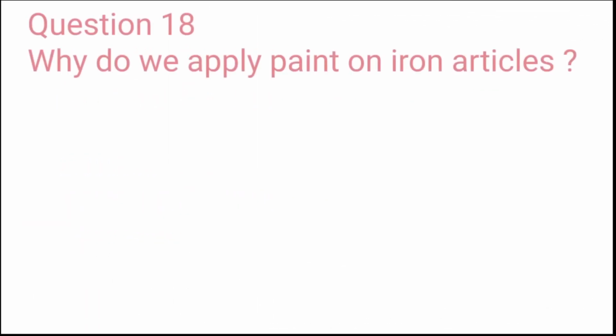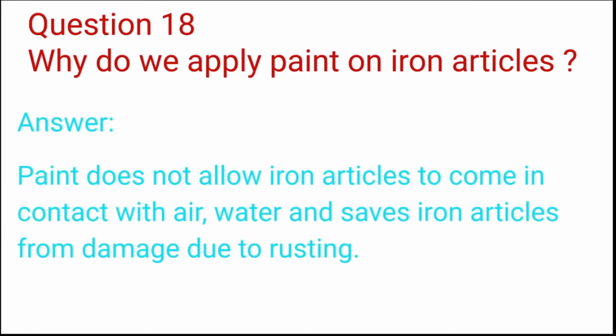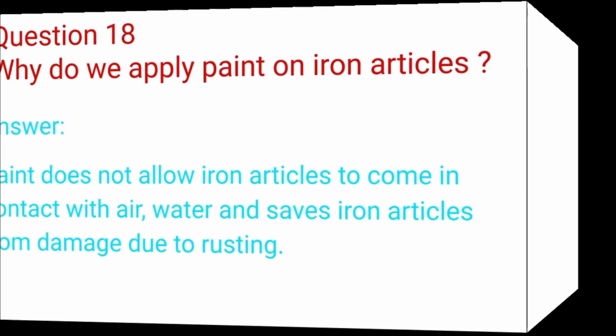Question number 18. Why do we apply paint on iron articles? Answer is paint does not allow iron articles to come in contact with air, water, and saves iron articles from damage due to rusting. Let's move on to the next question.